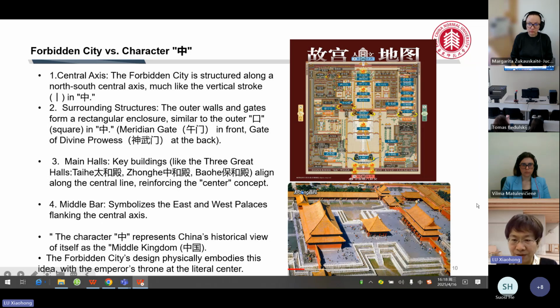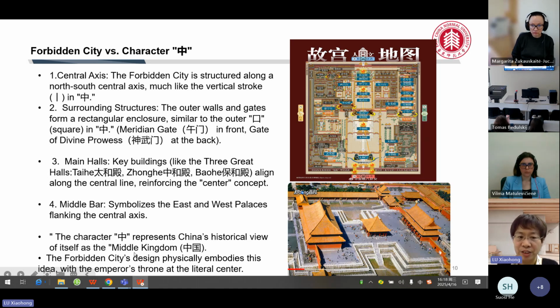So here is a picture of these three main halls. Here is the 太和殿, and in the middle, a little bit smaller, 中和殿, and then in the back, that is 保和殿. So I changed the direction. These are the three main buildings here.